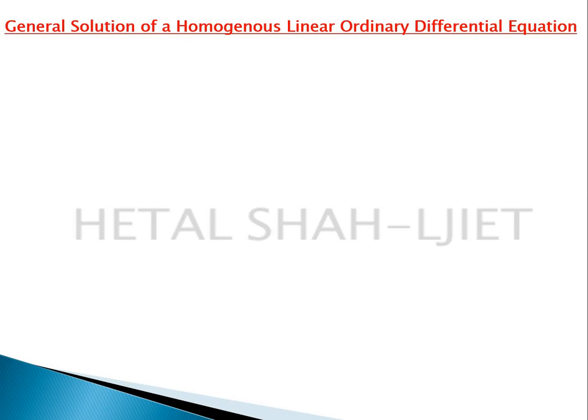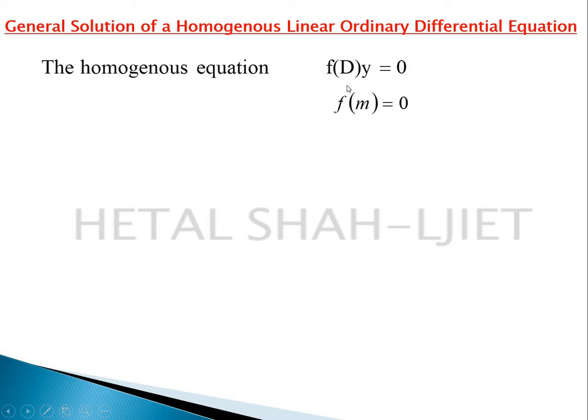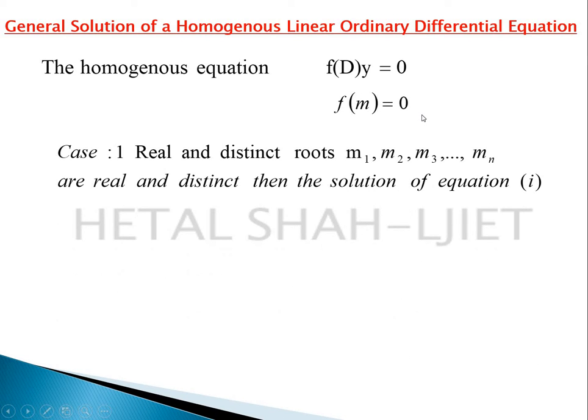So for the general solution of a homogeneous linear ordinary differential equation, first we take f of D y equal to 0. We can write the auxiliary equation as f of m equal to 0. Now, there are some cases for solving this homogeneous linear ordinary differential equation. So, let's start with the first case.